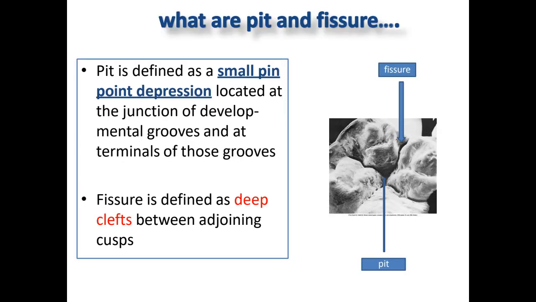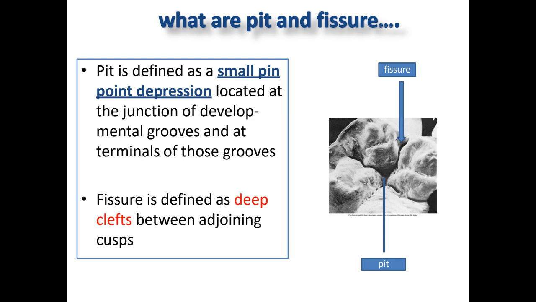Now, what are basically pits and fissures? If you see the photo, the pit is defined as a small pinpoint depression located at the junction of the developmental grooves or at the terminal of those grooves. These are pits. Now, what do you mean by fissure? A fissure is defined as a deep cleft between the adjoining cusps. So, these are the basic definitions of pits and fissures.